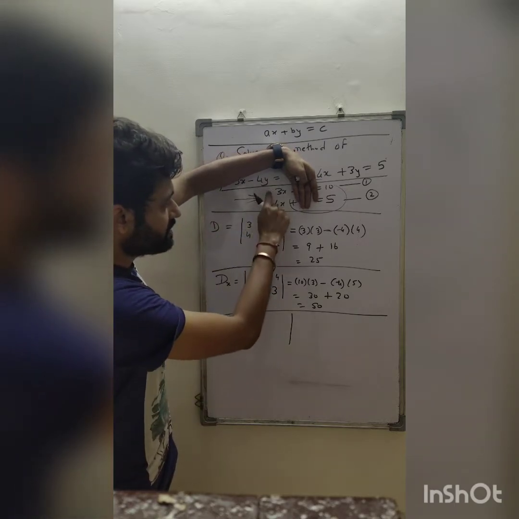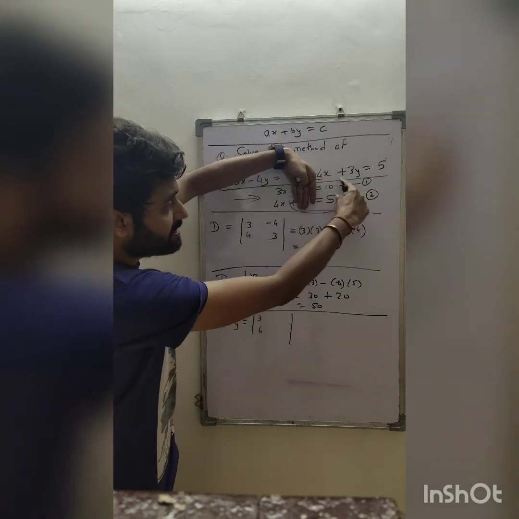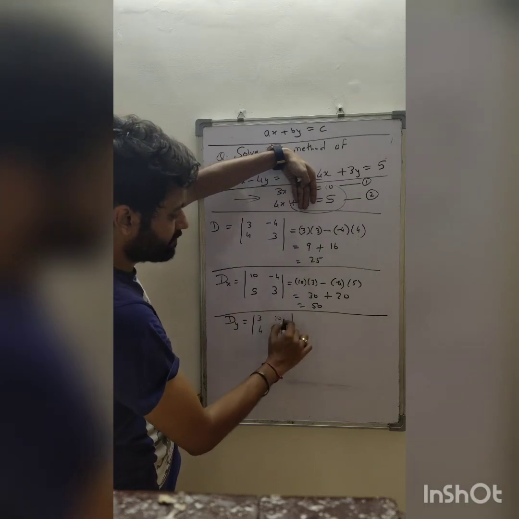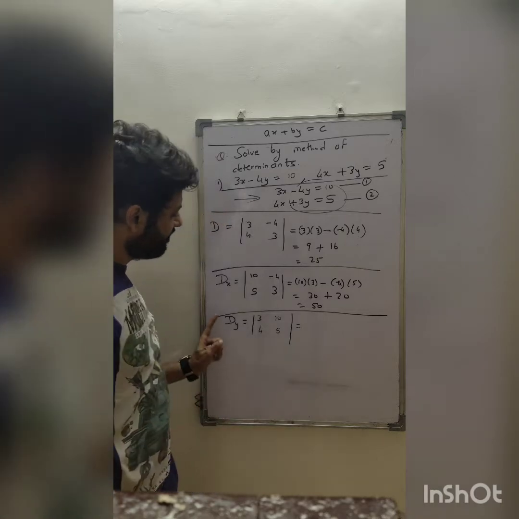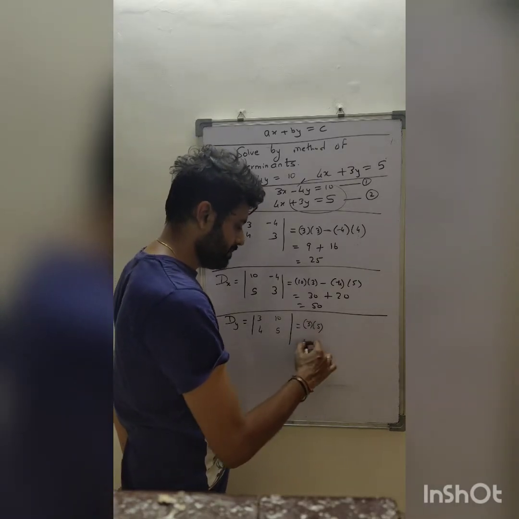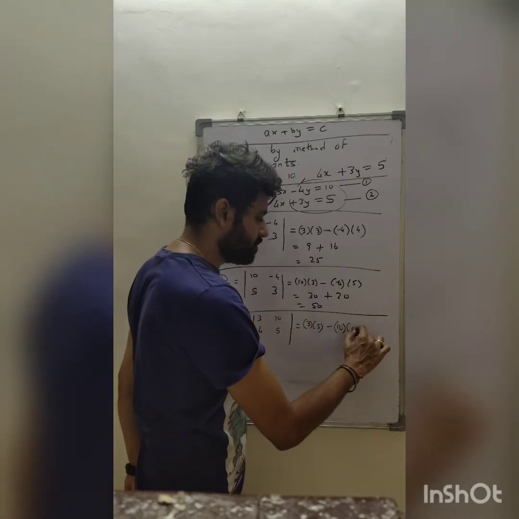Check this. The first numbers that come are 3, 4. And as soon as we hide y, these constants will take its place: 10 and 5. Yes, 10 and 5. We can find the value of this determinant Dy. 3 multiplied by 5, compulsory minus 10 multiplied by 4.